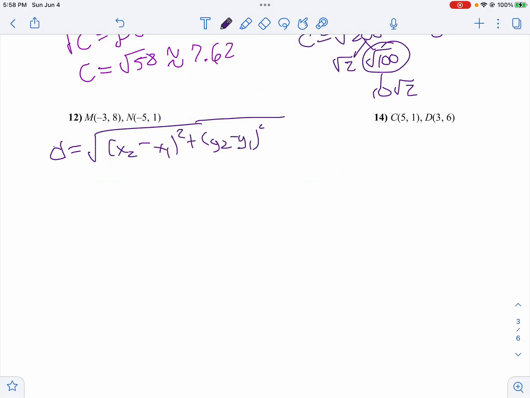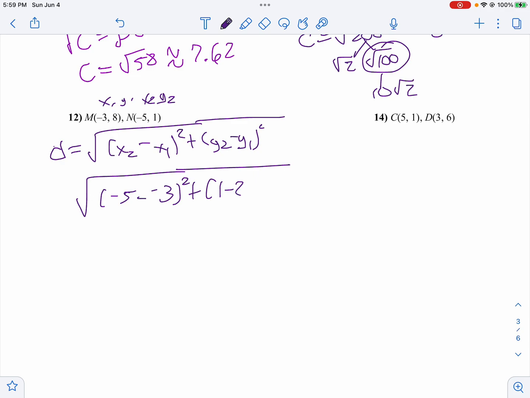So on this problem, we're going to subtract our x's. I always have to think of x1, y1, x2, y2. I always like to think the second one is my second coordinate, but it doesn't really matter. So I'll go -5 minus a -3. We're going to square that. And we'll do the same thing for y. So I'll go 1 minus 8, and I'll square that.